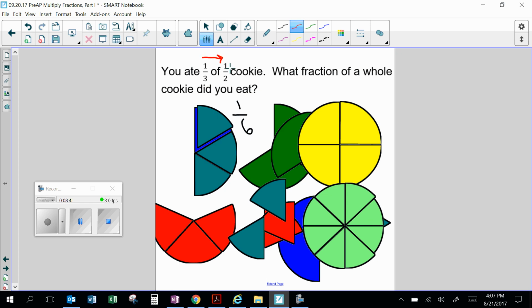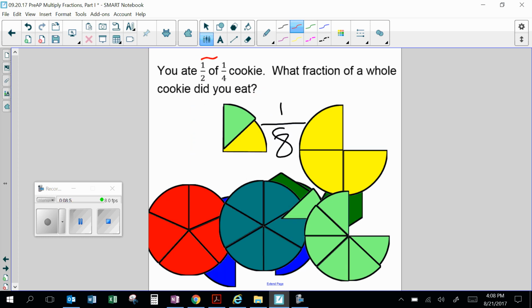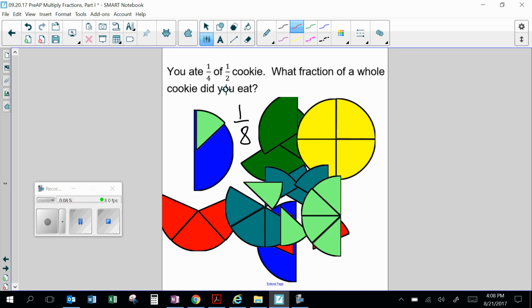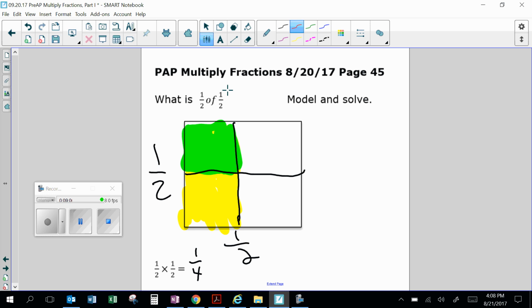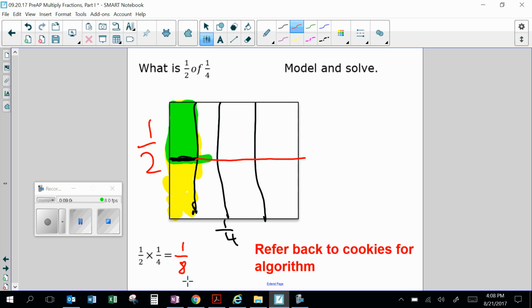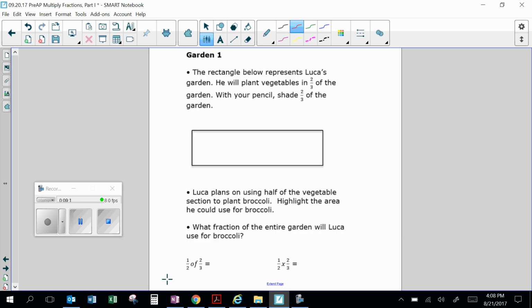1 times 1 is 1. Multiply the denominators across. 3 times 2 is 6. I think I got it. 1 times 1 is 1. 2 times 4 is 8. 1 times 1 is 1. 4 times 2 is 8. 1 times 1 is 1. 2 times 2 is 4. 1 times 1 is 1. 2 times 4 is 8. So that is what we have.